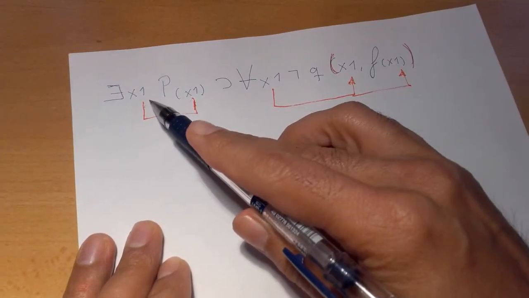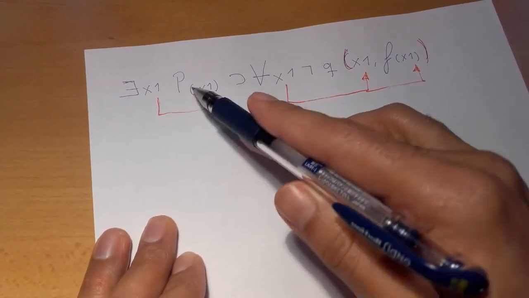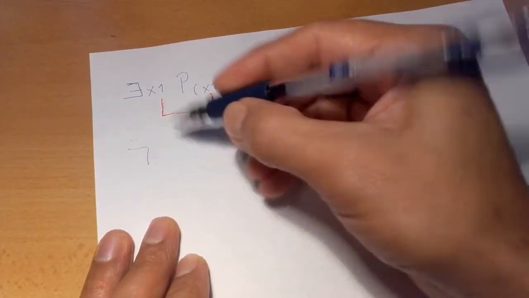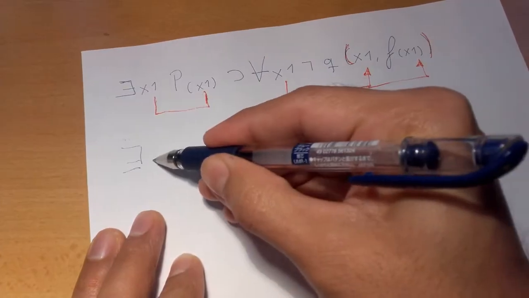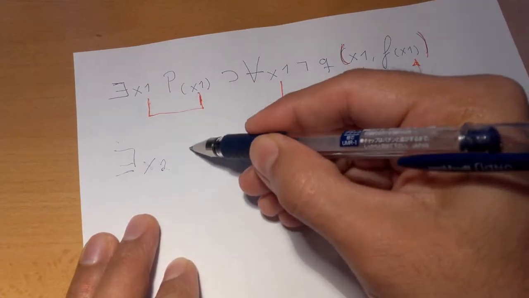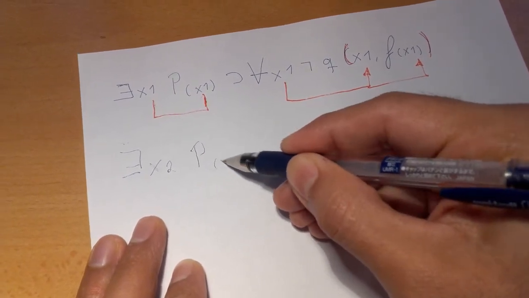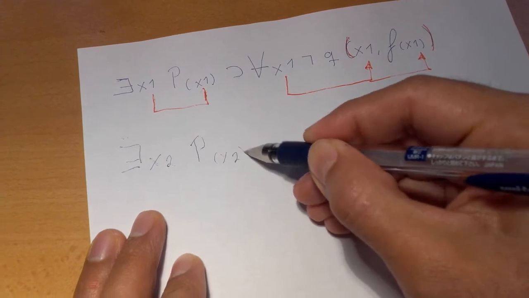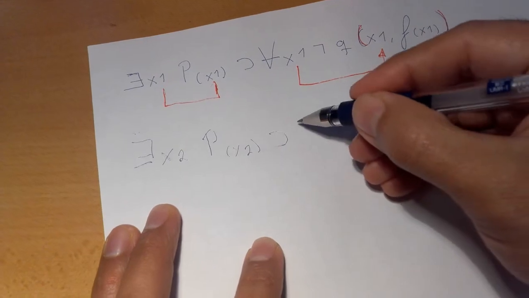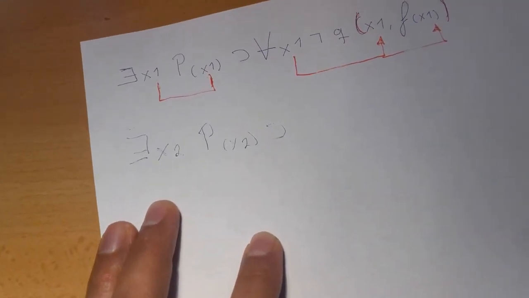Okay, first it's really important to change the names in those. So if there is x1, let's try x2. So let's say that it is existential, and now I change x1 for x2. In other words, I change the names, and I keep the p, x2, and I continue with the same implication. Let me change the pen.